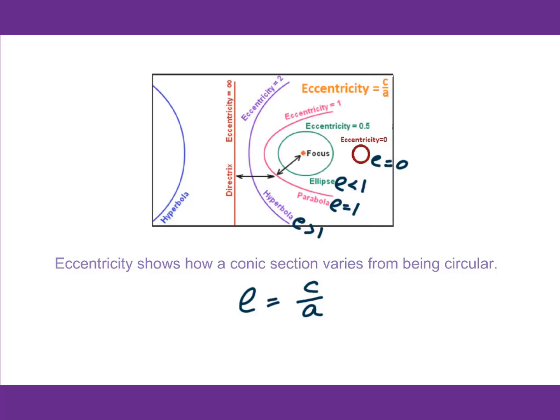Let's talk about a term called eccentricity. Eccentricity shows how a conic section varies from being circular. We define eccentricity for a circle equals 0. Then for ellipse, it will be less than 1. For parabola, e equals 1. For hyperbola, e is greater than 1. This is a formula for eccentricity.